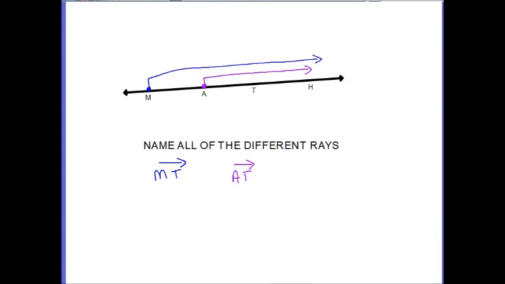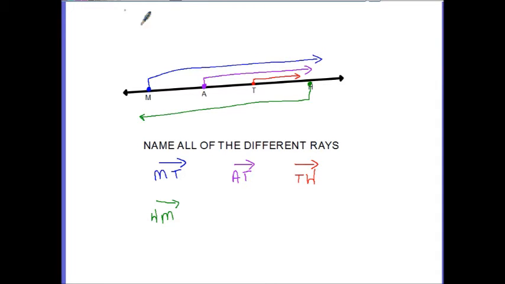A different one could start at the letter T and still go to the right. We only have one option for how we're going to name that: ray TH. But now let's go in reverse. We can start at H and go to the left, so we're going in a different direction. The endpoint is H and any other point on the ray: M, A, or T.